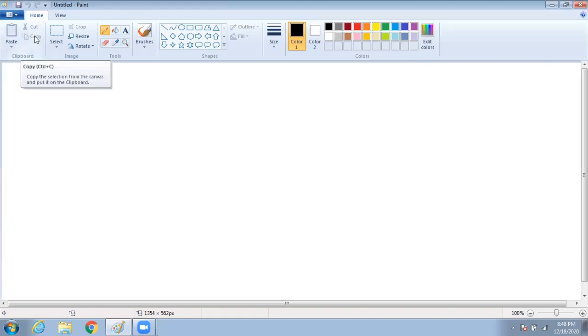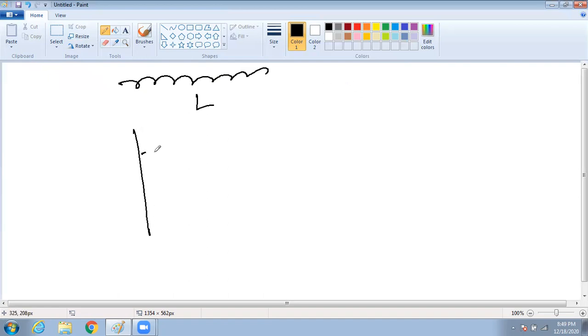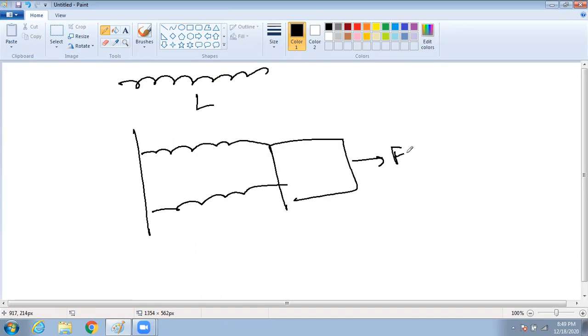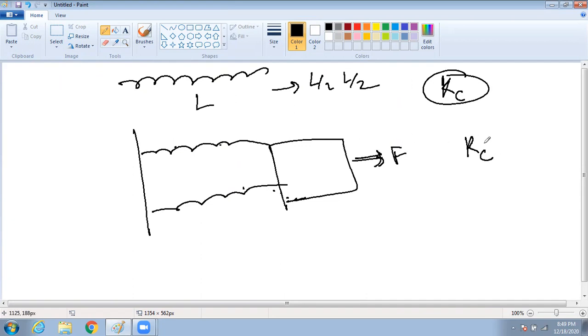Okay. So the problem is, you have a spring whose length is L. You are dividing it into two equal parts, L by 2, L by 2. Then you attach both parts in a parallel combination and apply a force F. Find out the Kc, the combined spring constant. All of you do it, then I will explain. Already we did it, you can easily try.